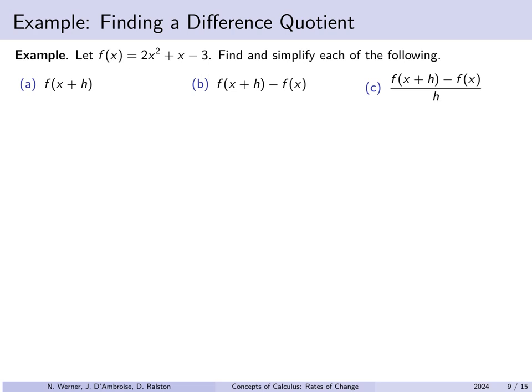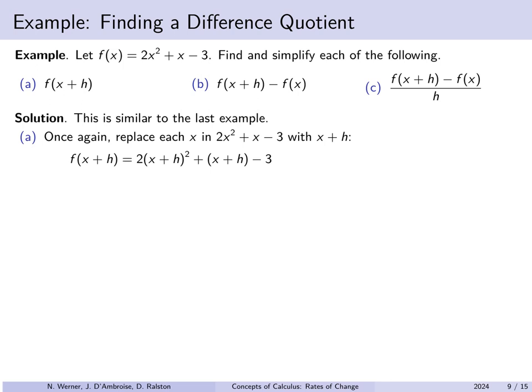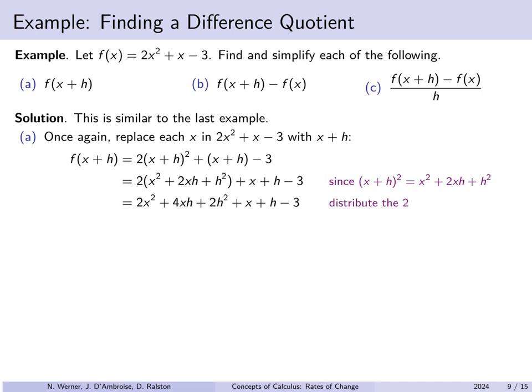Let's do the same problem, but with a different function. Let f of x be 2x squared plus x minus 3. We're going to begin by computing f of x plus h, then we'll subtract f of x, then we'll use that as the numerator in a difference quotient. So we're going to work just as in the previous example. We're going to compute f of x plus h by evaluating f of x, but replacing all of our x's with x plus h. This will require us to distribute x plus h squared and then multiply by 2. So x plus h squared is x squared plus 2xh plus h squared. Then we distribute out that 2, and there are no like terms here to collect, so we're actually done. 2x squared plus 4xh plus 2h squared plus x plus h minus 3.